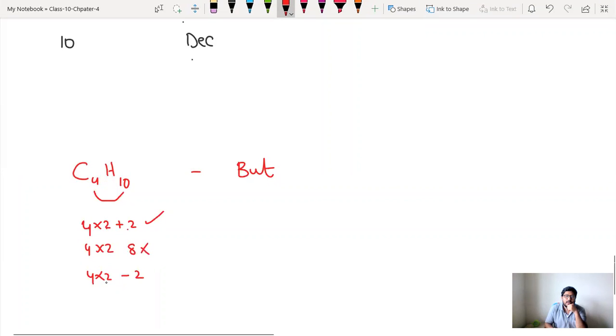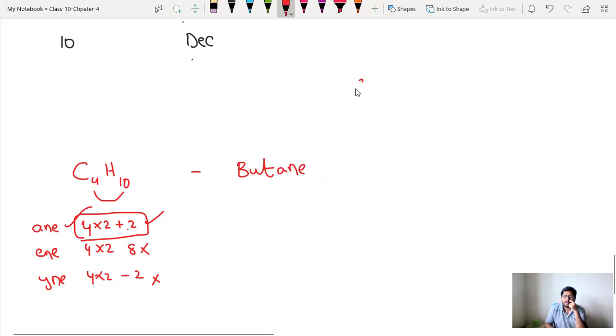No, 4 into 2, 8 minus 2, 6. No, here we are getting 10, right? So it is into 2 plus 2. Into 2 plus 2 means ane. Only into 2 means ene. Into 2 minus 2 means ine. So it is ane. Answer is butane.